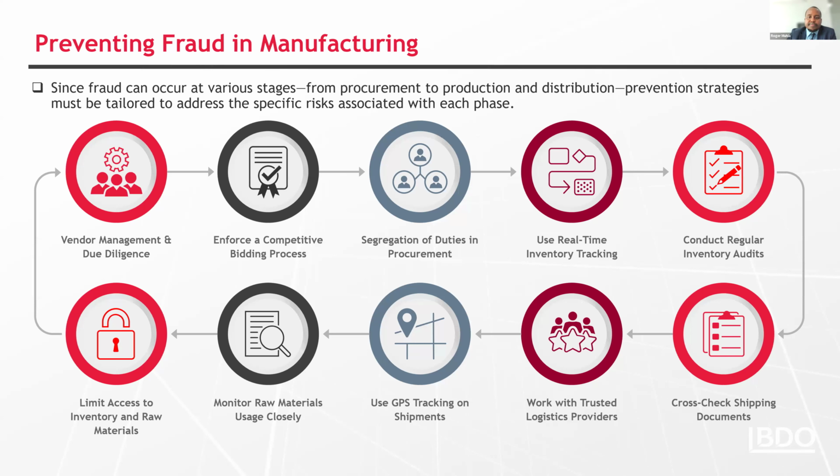Last one is monitoring material usage closely. So you need to keep an eye on how materials are being used during production, and this will help you to prevent fraud. For example, if you find that the amount of raw material being used doesn't line up with the reported production output, this could be a sign that there is some phantom production or material theft. So you need to make sure that you're consistently reviewing your production metrics and your material usage to catch any discrepancies early.